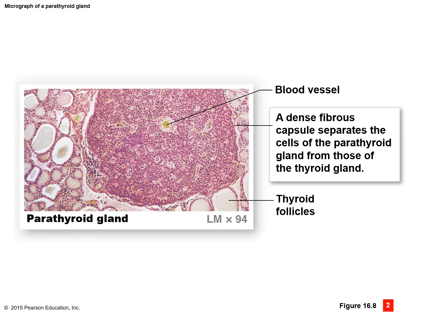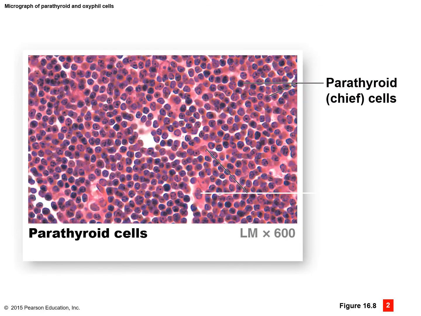Here we can actually see the dense fibrous capsule that separates the cells of the parathyroid gland from those of the thyroid gland tissue and the thyroid follicles. And this area, with the blood vessel in the center, would be the parathyroid gland. On the outside with all the follicles that look like bubbles, that's going to be the thyroid gland. Zooming in on the cells itself, we can see the parathyroid sheath cells, and there's a lot of them. Those are going to be actually what would secrete parathyroid hormone.